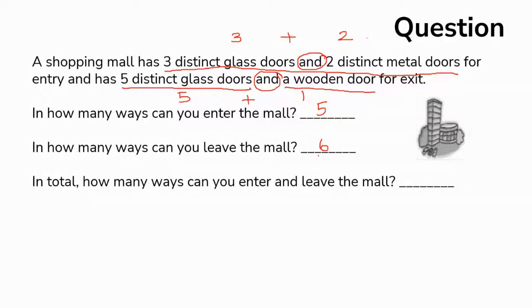In total, how many ways can you enter and leave the mall? So how many ways can you make entry? Entry for the mall can be made in five different ways. In how many ways can you exit? Sorry guys, I just came up with a small error.